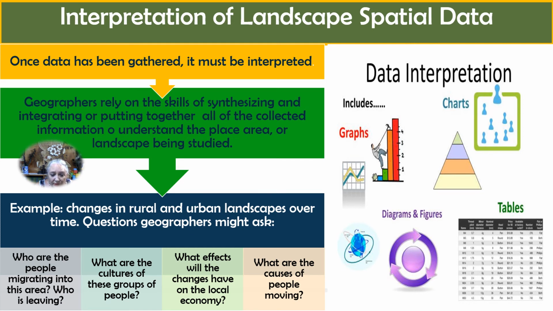So examples are changes in rural and urban landscapes over time, people moving from the country to the city and vice versa. Who are the people that are coming into an area? What are the migration fields like? Why do people from certain areas in Mexico migrate directly to Chicago, and some people migrate directly to the south part of the United States? What are the cultures of these groups of people? What effects will the changes have on local economy? And what are the causes? Why are people moving? What are the push-pull factors that we're looking at here?